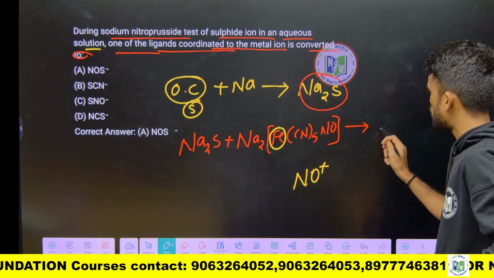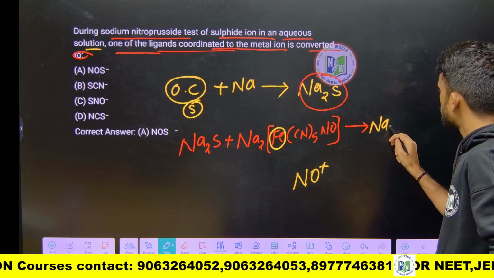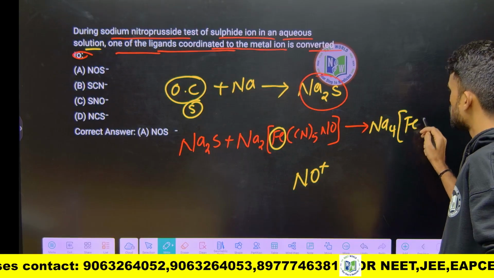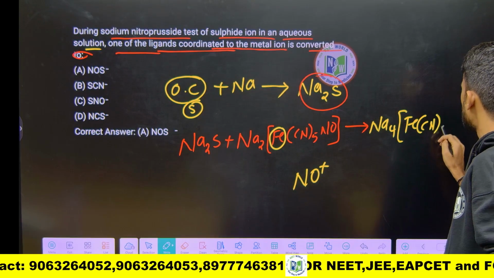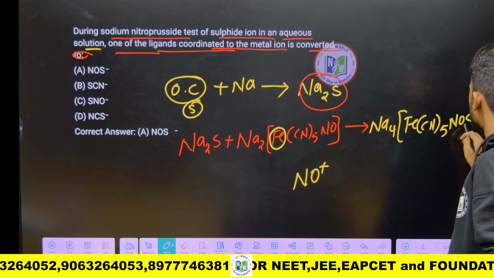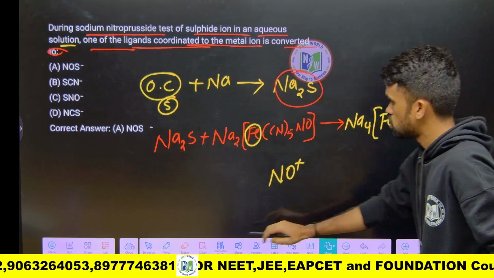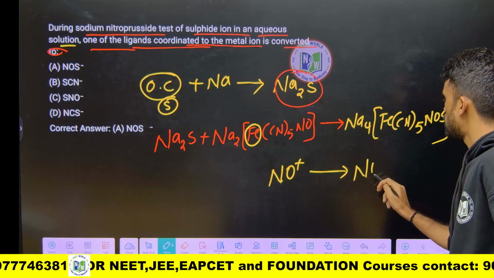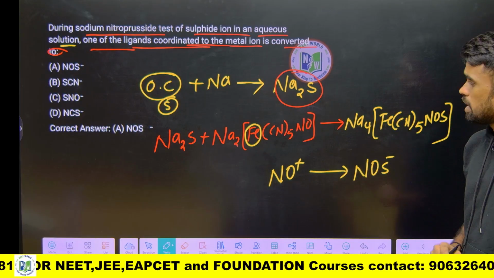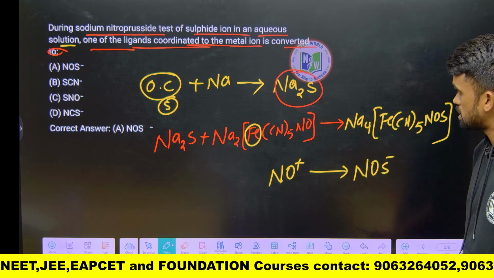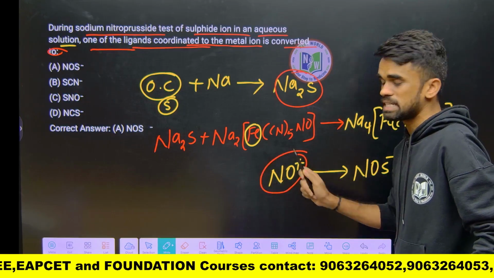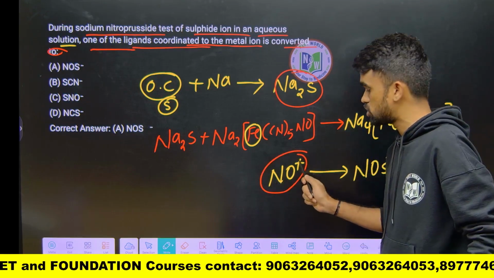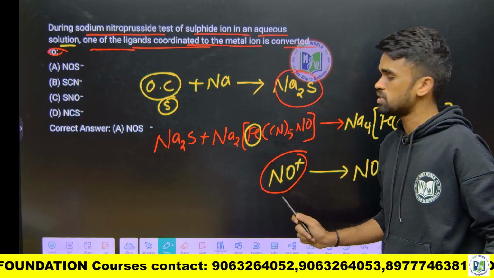Now it is converting into Na4[Fe(CN)5NOS]. So this is how it will be converting. NO+ is converted into NOS-. This is the conversion that takes place. So this is called the nitrosonium ion, which is positively charged. This is a ligand with positive charge, you can remember.